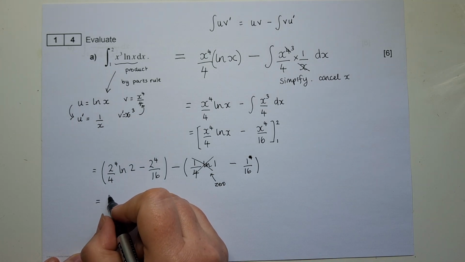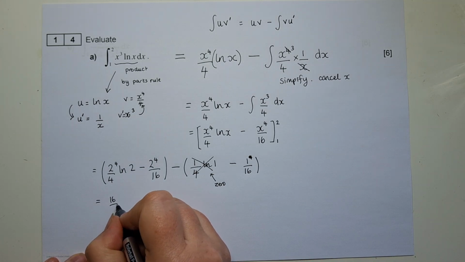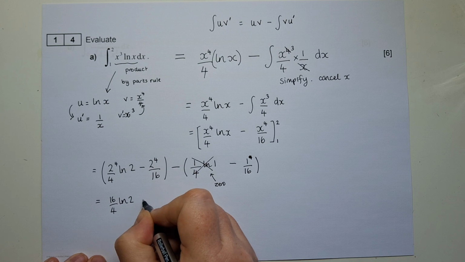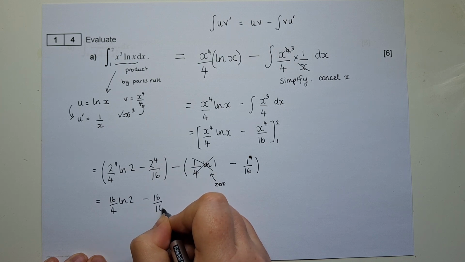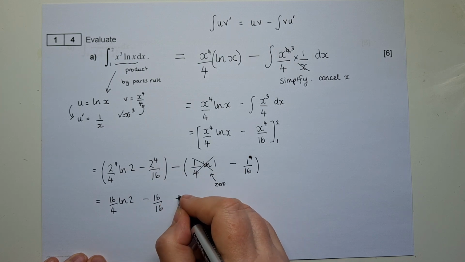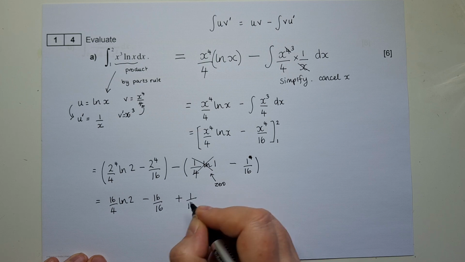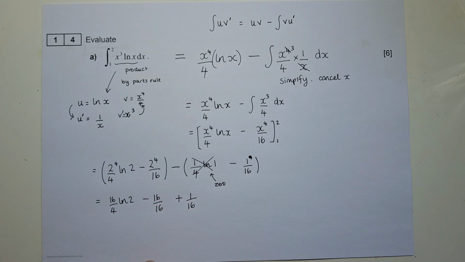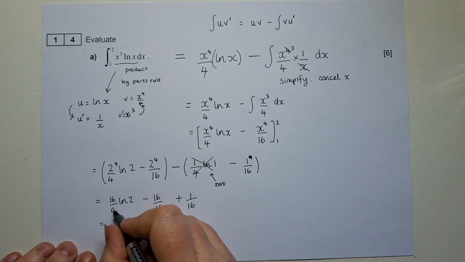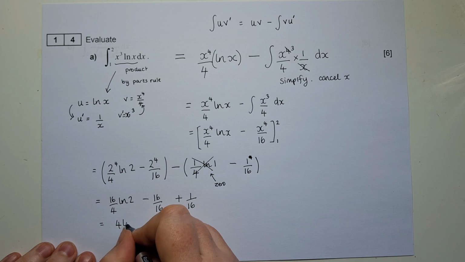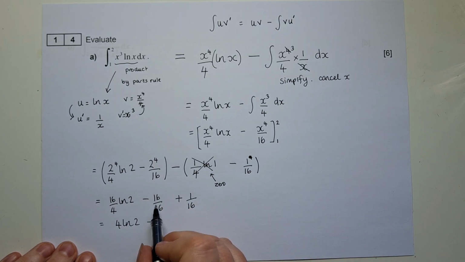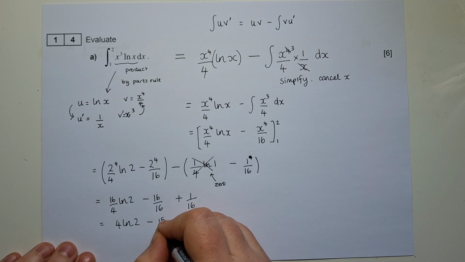So okay, 2 to the 4: 2, 4, 8, 16. I'll do minus minus, turning that into a plus. 16 over 4 is 4. So 4 ln 2. And then minus 16 sixteenths plus 1 sixteenth is minus 15 sixteenths.